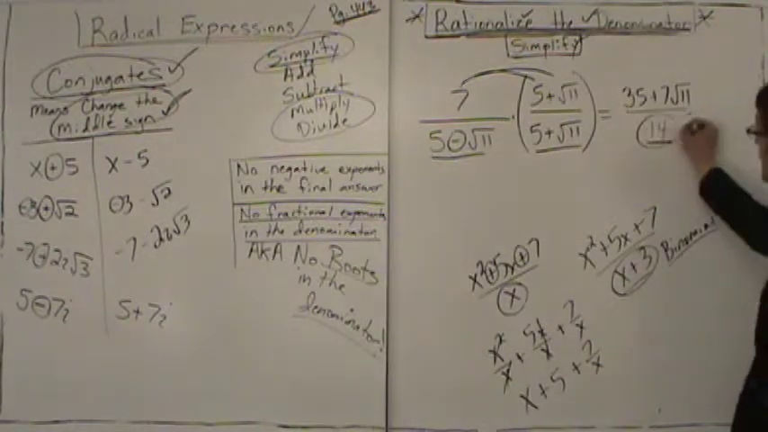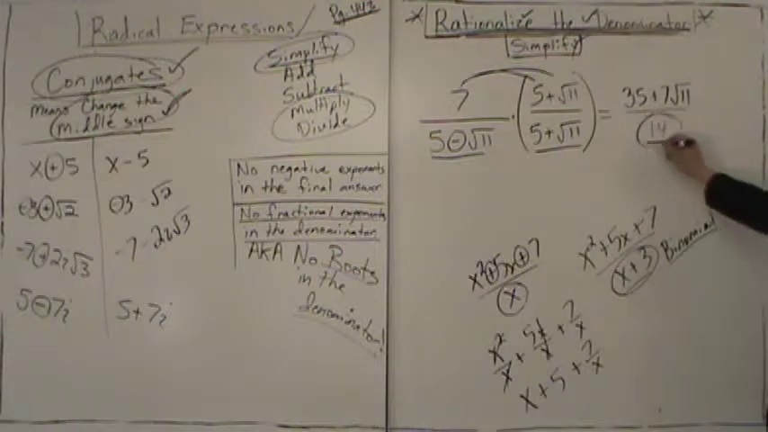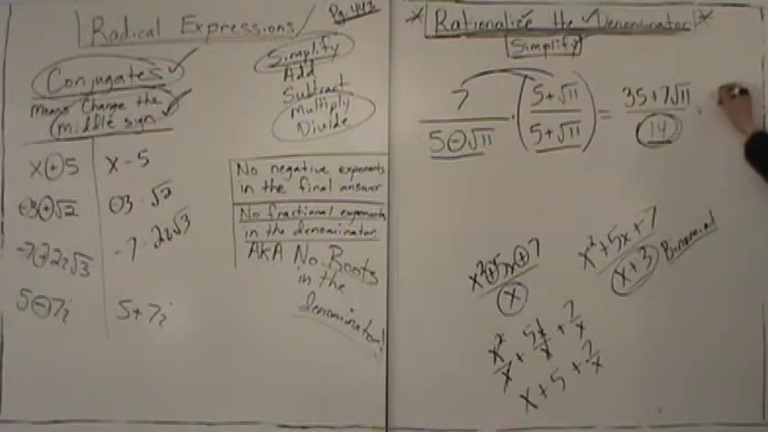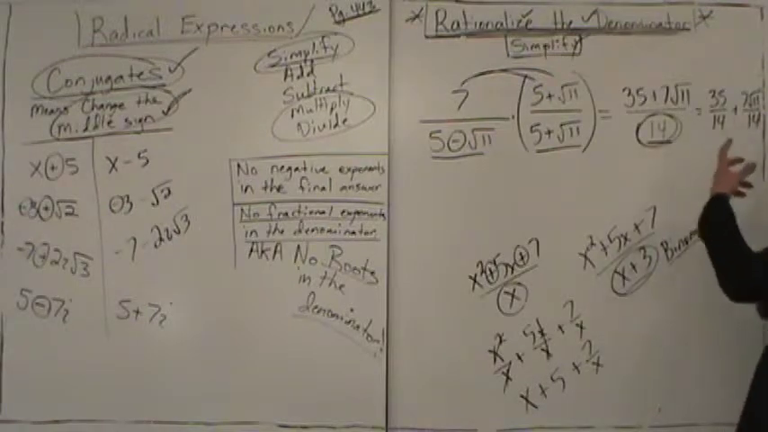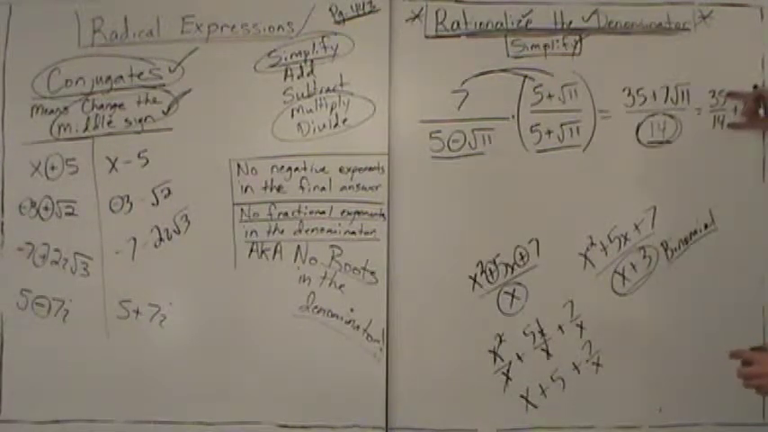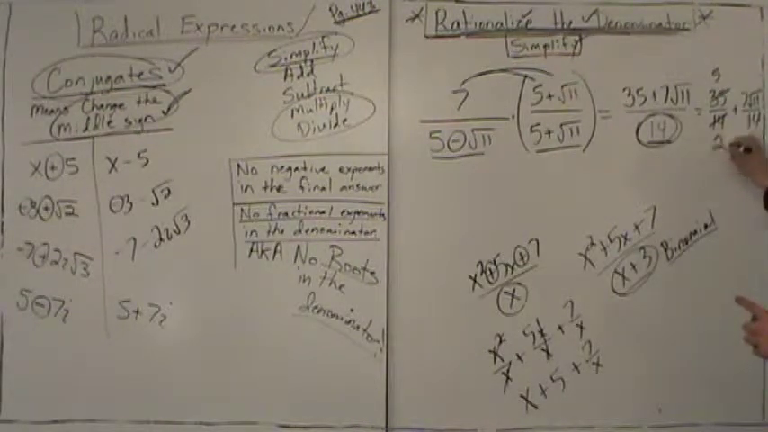Now, what do we have in the denominator? We have a 14. So this is a monomial. We're going to split the addition and write this as 35 over 14 plus 7 root 11 over 14. And now we cancel if possible. Does something divide 14 and 35? Yes, 7 does. So we're going to divide each by 7. 35 divided by 7 is 5. 14 divided by 7 is 2.